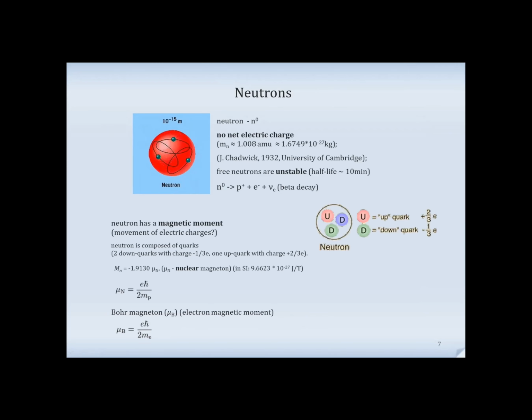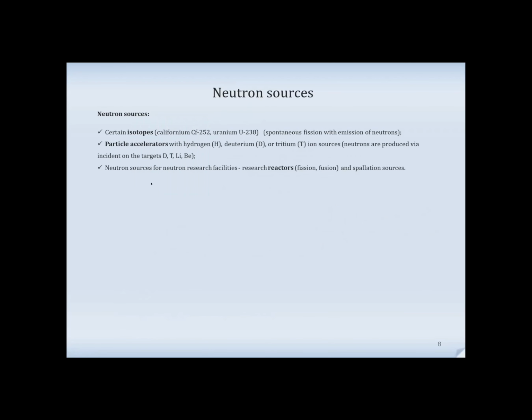And because of the movement of these subparticles, we have a non-zero magnetic moment. It's quite small as compared to the magnetic moment associated with the electron, but it's still enough to use neutron diffraction for refinement of the magnetic structure of compounds. So, how to produce neutrons? You can use some unstable isotopes or uranium, plutonium. They're quite expensive. Or you can use a particle accelerator, or you can use a neutron reactor.